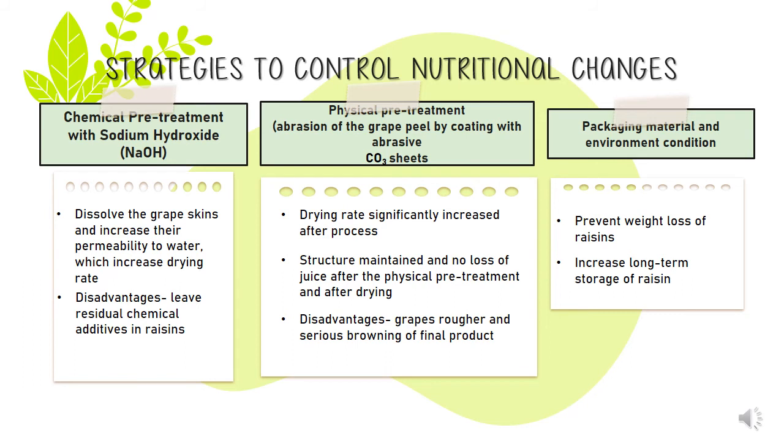Next, we could use physical pretreatment, which uses abrasive material. For this treatment, it also removes the wax layer on the grapes. However, it doesn't leave any residual as the chemical pretreatment would. But this pretreatment also has disadvantages, where it causes the grapes to have undesirable characteristics such as rough skin and also a serious browning effect on the final product.